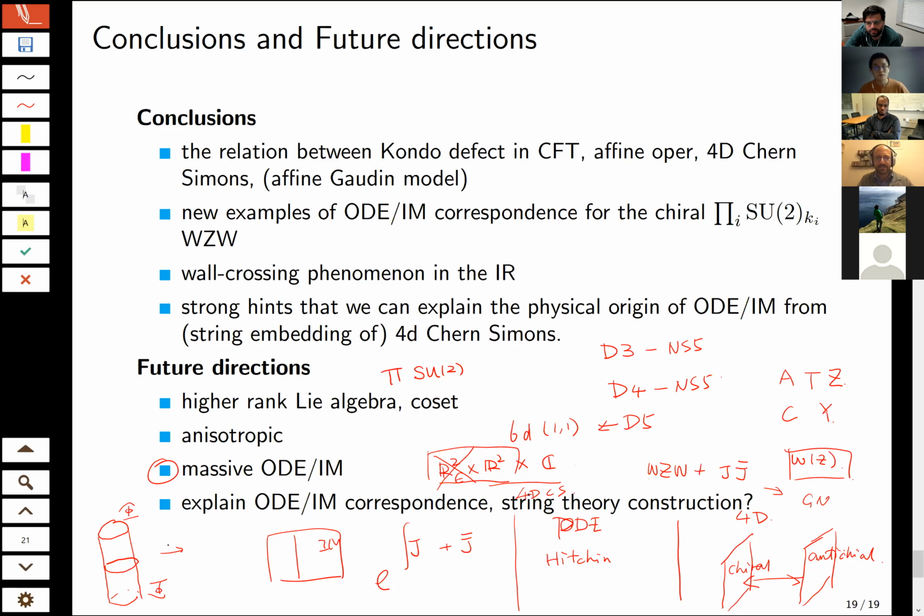I see. Okay. Yeah, but it's a very interesting question. I think it's an open question to understand excited states in 4D Chern-Simons. I don't believe it's possible. That's why studying the string theory construction in detail would be useful. Thank you.